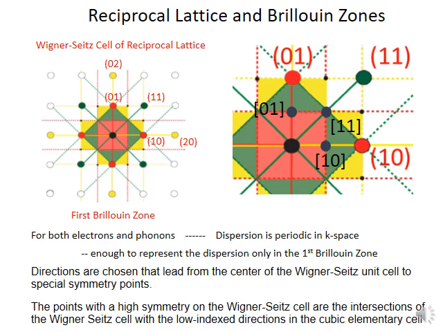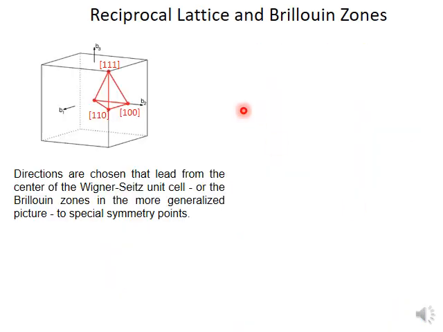That's the kind of thing we would do. Next, let's expand this discussion into three dimensions. Again, sticking to the cubic primitive crystals, its reciprocal first Brillouin zone is again a cube, with each side given by 2π by a.